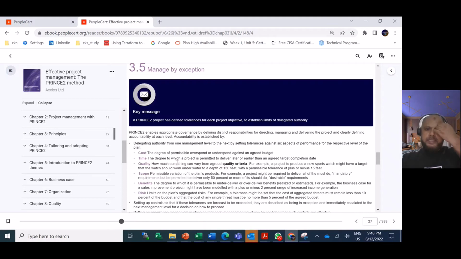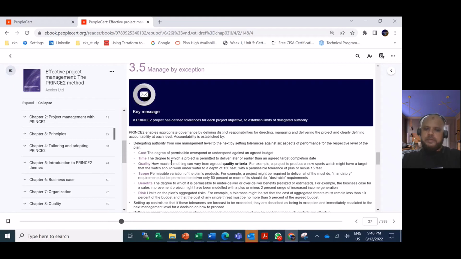So for each of the cases, let's say cost, there is a degree of permitted overspend or underspend against an agreed budget. You must have some tolerances there. Let's say your budget is $1,000, just for a simple example. So you must set a tolerance of plus or minus 10%, like 100, so 1,000, 1,100 or 900. So this is the authority. For any reason, if you see that the cost exceeds this, you must go to the project board for an exception scenario to decide whether you can continue the project within this budget or whether they will allow your budget to be extended.